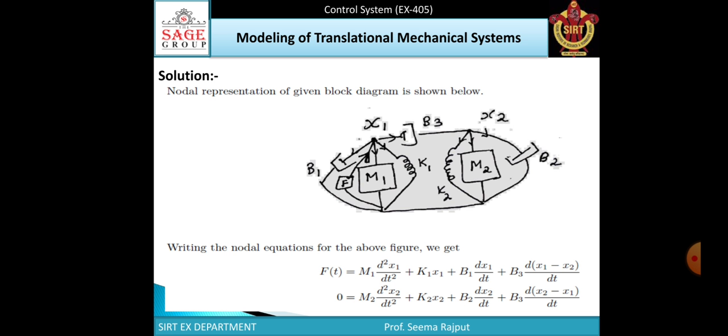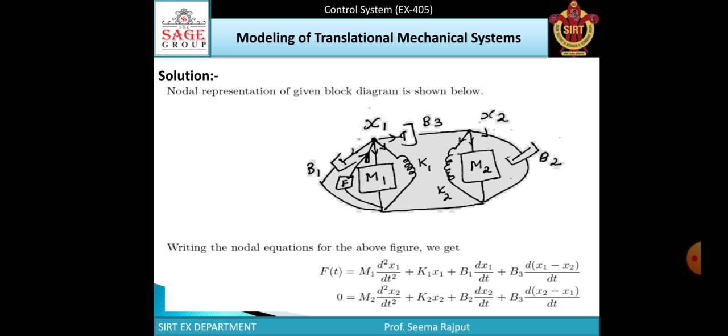So we have to put the B1 damper, mass M1, force F and spring K1 in the displacement x1, and put the mass M2, spring K2 and damper B2 in displacement x2. The last damper B3 is connected between x1 and x2. So we have to write the equation of that particular representation.